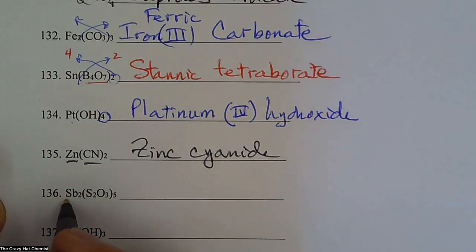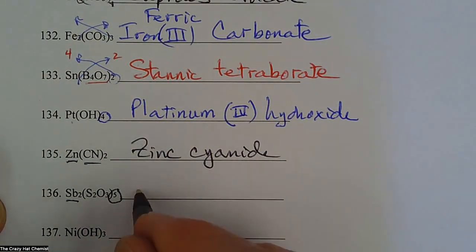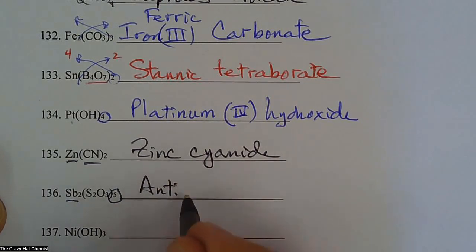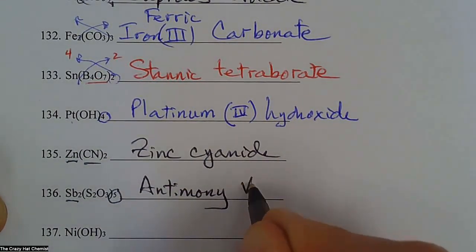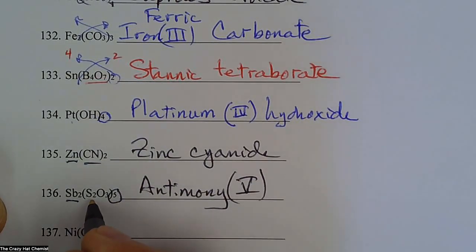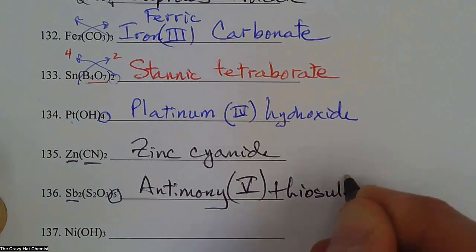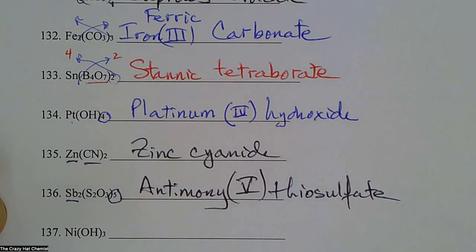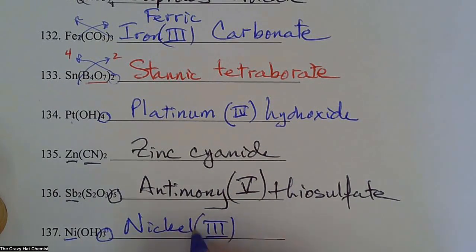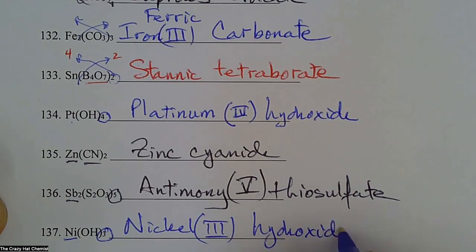Really simple. This is antimony, Roman numeral 5, okay? The charge on that antimony is a 5, and this S2O3, we worked with that earlier here, and that is thiosulfate. All right. Then this next one is nickel, Roman numeral 3, or nickelic hydroxide.